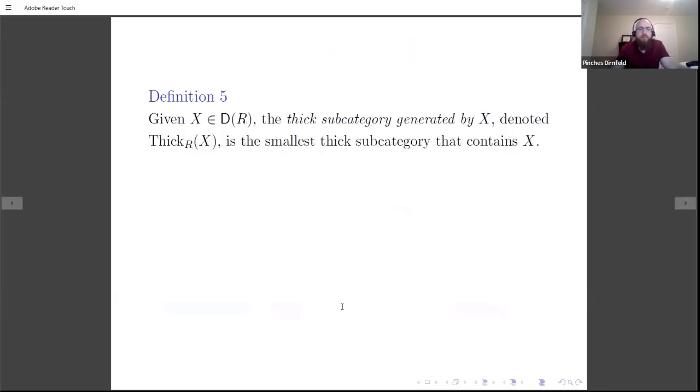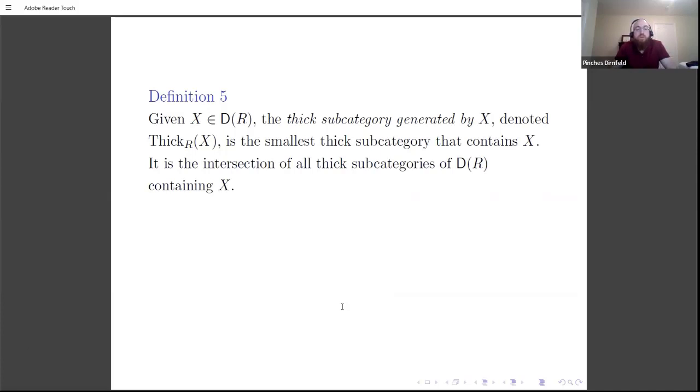Now, given a complex X in the derived category, I can define the thick subcategory generated by X. I will denote that as thick X. This is the smallest thick subcategory that contains X, and it can be obtained as the intersection of all thick subcategories in the derived category that contain X. It's not too hard to see that when you take intersections of thick subcategories, what you get out is also a thick subcategory.